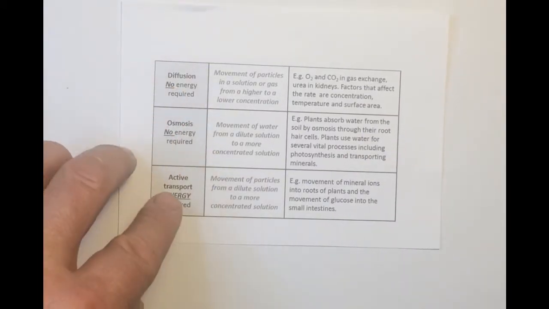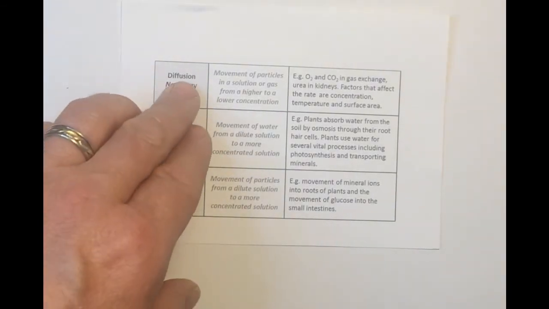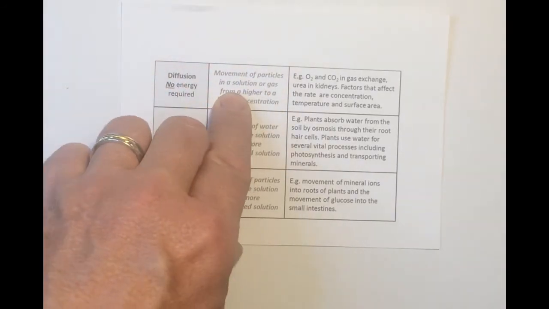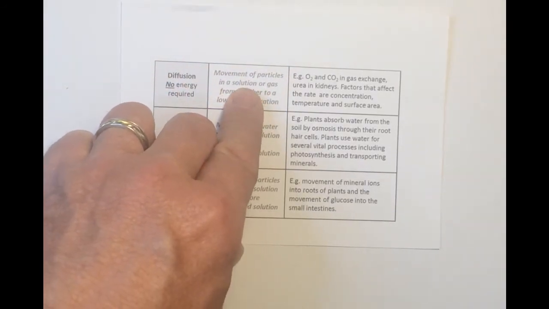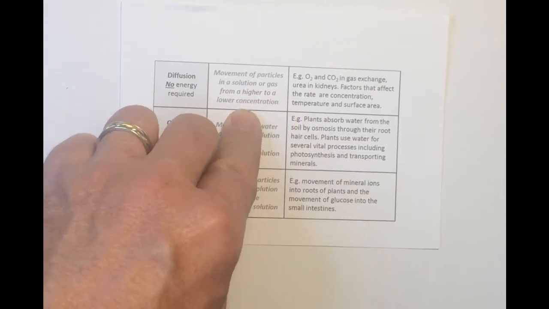Now, what I have here is a table, and it talks about diffusion, osmosis and active transport. Firstly, I'm just going to explain what diffusion is. Diffusion is the movement of particles in a solution, so in a liquid or a combination of liquids, or a gas, from a higher to a lower concentration.